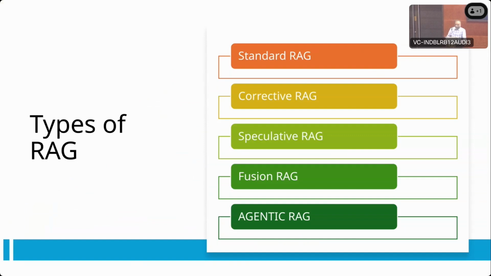So we have different kinds of RAGs. At least there are 25 to 30 kinds of RAGs. I'll just pick the top 5, and I have discounted graph RAG because that's the next session, and I don't want to intervene in the next session. So we have standard RAG, corrective RAG, speculative RAG, fusion RAG, and agentic RAG. For this session, agentic RAG is the topic of interest, but I'll touch on the different kinds of RAGs we have and when we use what.